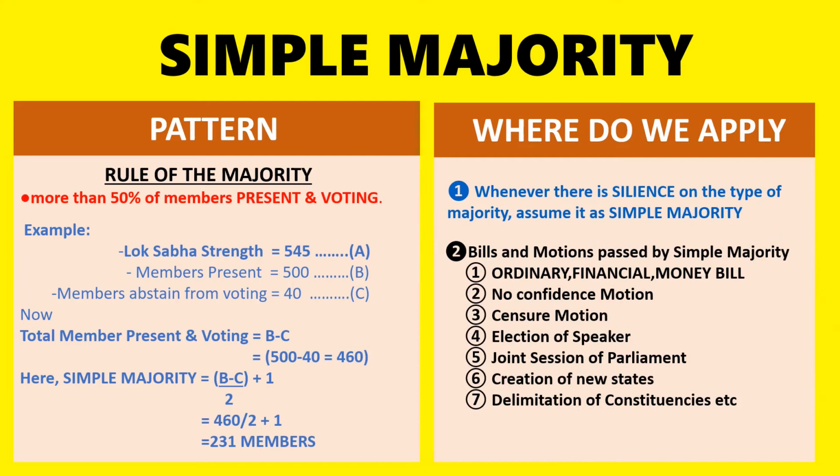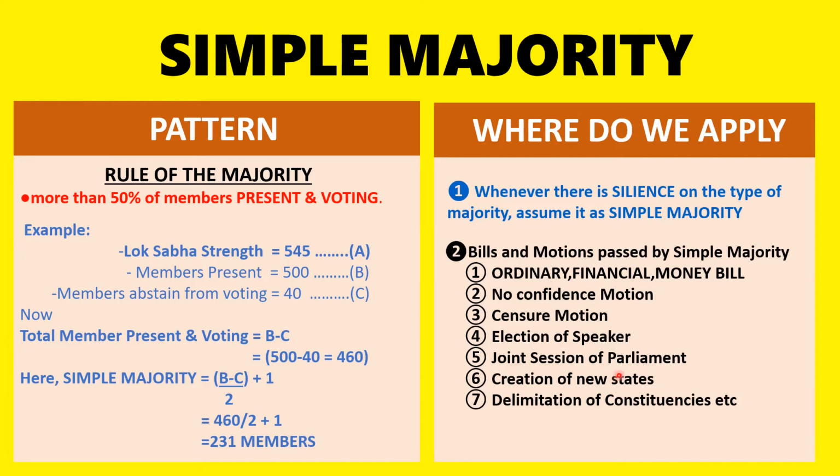Second, we use simple majority while passing an ordinary bill, financial bill, money bill, no confidence motions or censure motions, the election of the Speaker, or the joint session of Parliament. Here I want to mention one thing. While electing the Speaker we use a simple majority, but for removal of the Speaker we cannot use simple majority. We have to use effective majority, and I have discussed that already in another video. So listen to that if you have no idea about it.